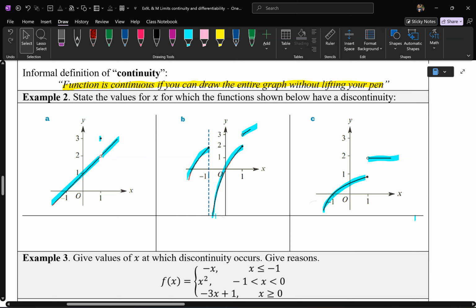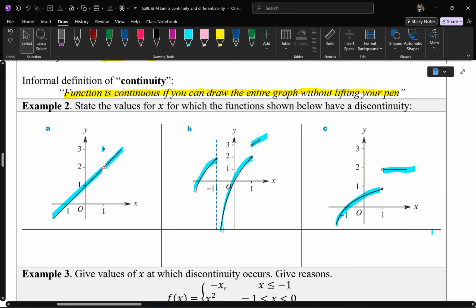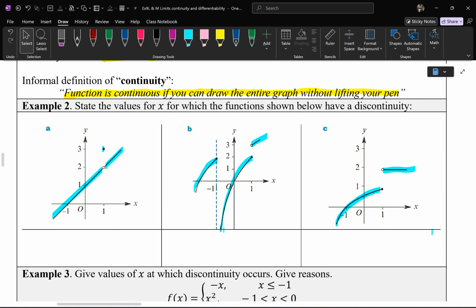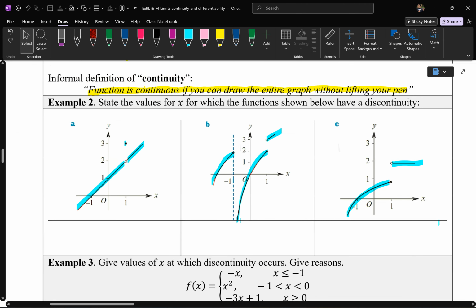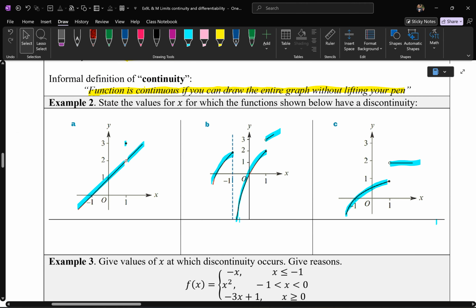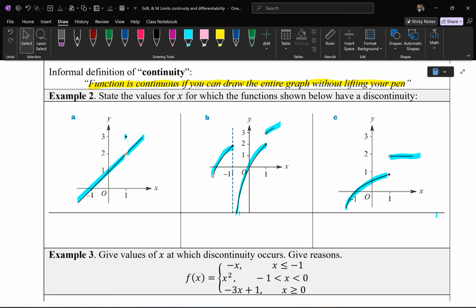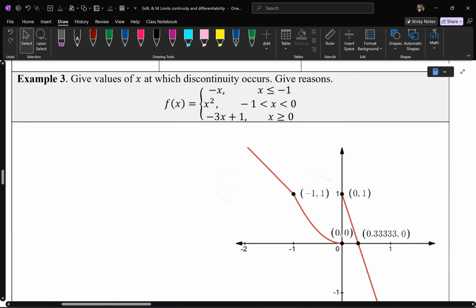Okay. At the first stage, I guess you can just learn to look at a graph, and really, if you can draw the graph without lifting your pen, it's continuous. Cool. So that already answers part of something later when you're doing differentiability. You can quickly tell which points are differentiable and which points aren't. Yeah. Now, let's quickly look at this graph here.